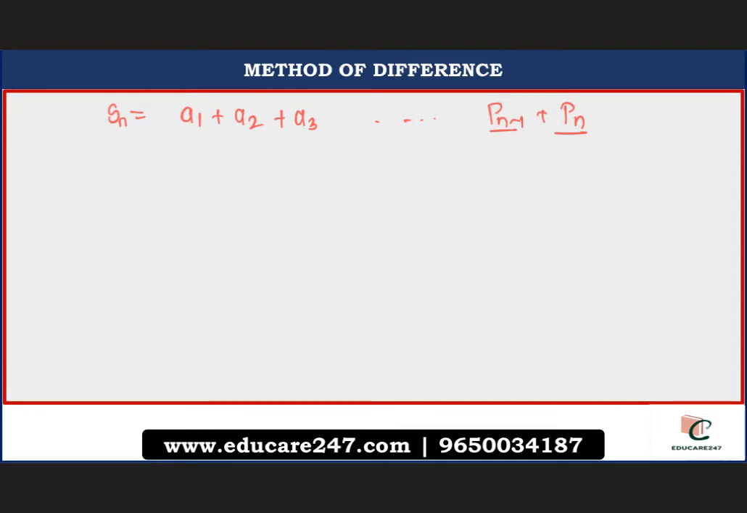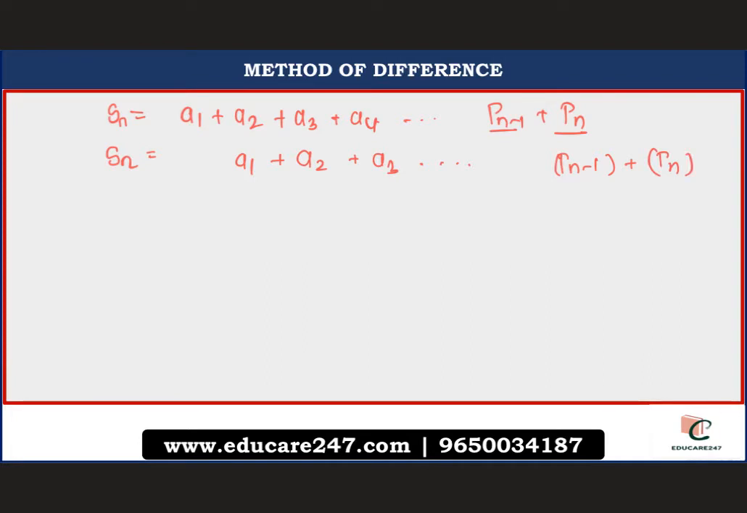What you will do is write this Sn, the sum of n terms, again below the first line, below this series. But now you'll make an exception: you'll shift it one element ahead. So you'll write A1 here, A2 here, similarly A3 here, A4 here, and so on. Your Tn minus 1 will be here and your Tn will be here at the end.